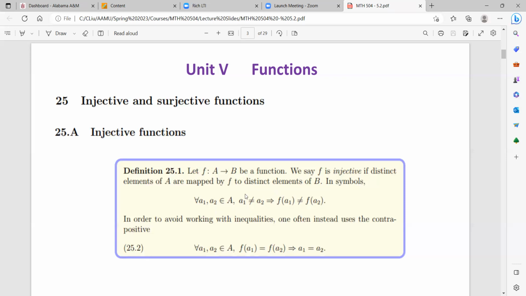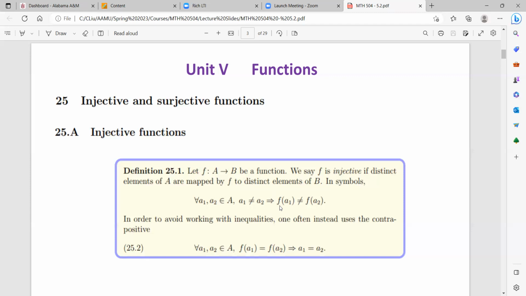All right, so different elements in the domain map to different elements in the codomain. And a lot of times when we want to prove a function is one-to-one, it's easy to do it by using the contrapositive instead of working with inequalities. But sometimes we do work with inequalities, as you're going to see in an example.